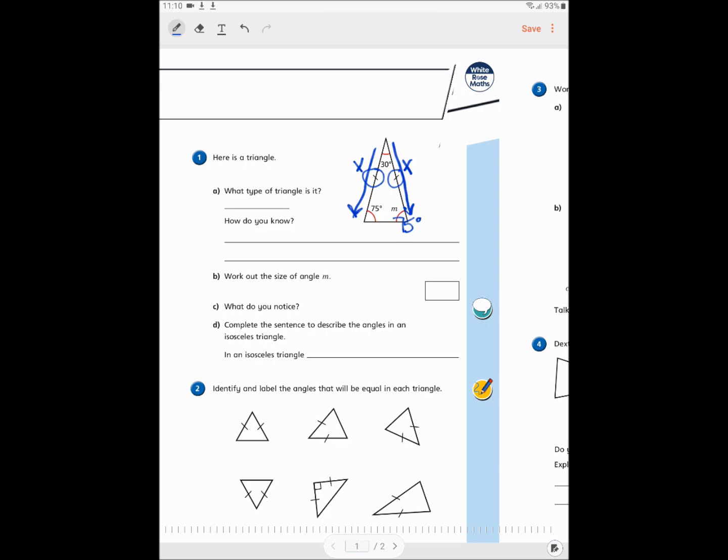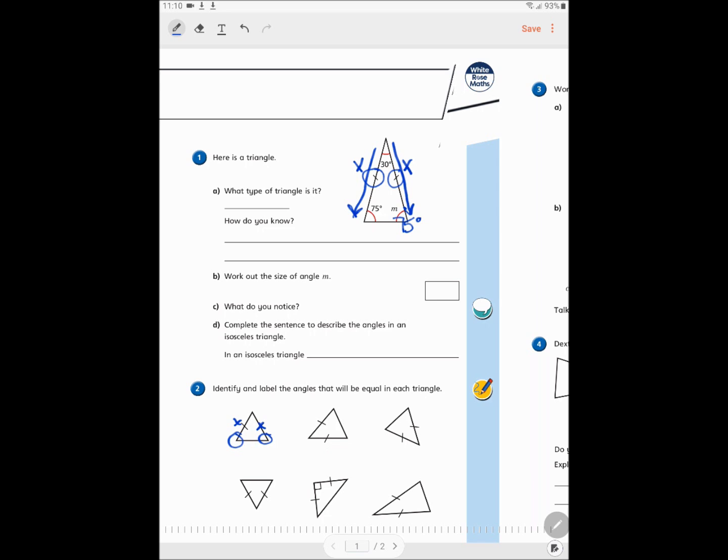Now, most of you sort of did that, but you didn't explain it in your work when you did question 1. When you come on to question 2, you're not given any of the angles. You're just asked which angles are equal. So it's looking at the triangles themselves. If we're looking at this first one, here and here are my equal sides, so these 2 are my equal angles.